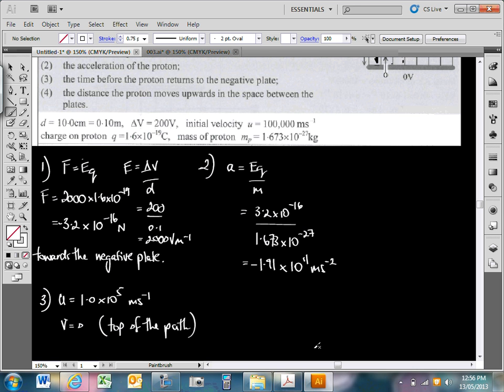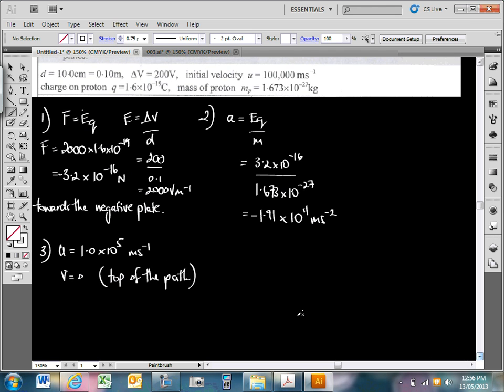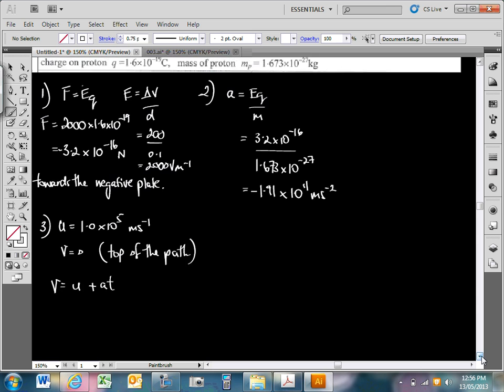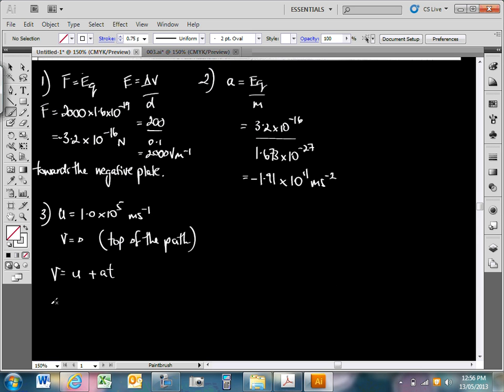Top of the path. V equals U. I'm going to state my formula first. It helps us to read what you're doing. V equals U plus AT. We're left with 0 equals 1 by 10 to the 5. Now, why have I done this? I'm just looking at half the path.